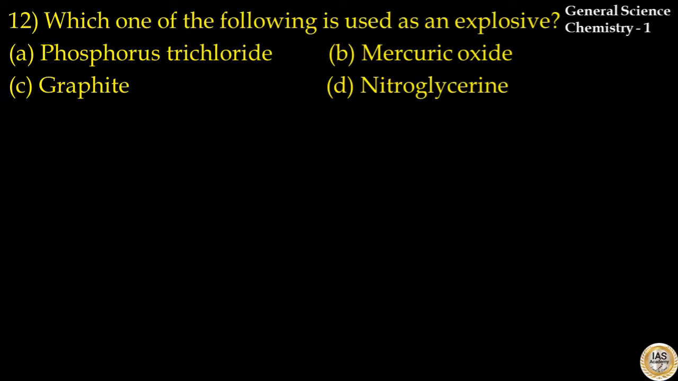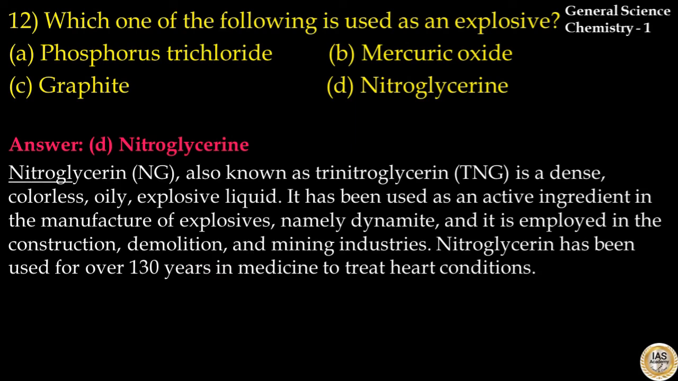Question number 12. Which one of the following is used as an explosive? Option A, phosphorus trichloride. Option B, mercuric oxide. Option C, graphite. Option D, nitroglycerin. Here answer to this question is option D, nitroglycerin.